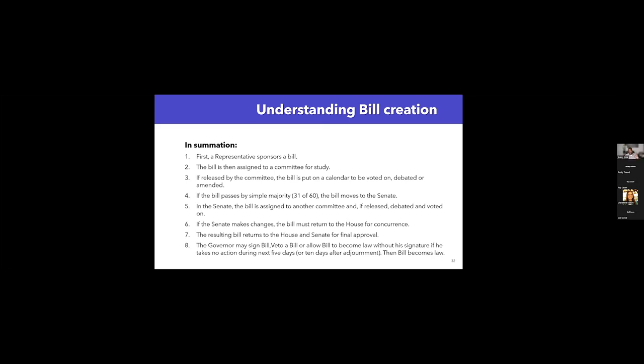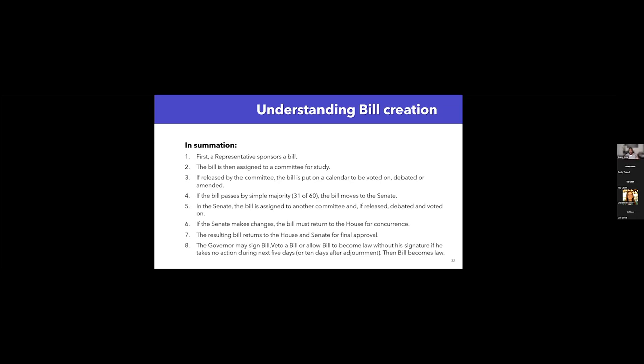In the Senate, the bill is assigned to another committee, and if released, it is debated and voted on. If the Senate makes any changes, the bill must return to the House for concurrence. So that's what I was saying: after it goes to the House, then it goes to the Senate. If they make any changes, they have to kick it back over to the House and say, hey, we made these changes, what do you think about this? Then the resulting bill returns to the House and the Senate for final approval.